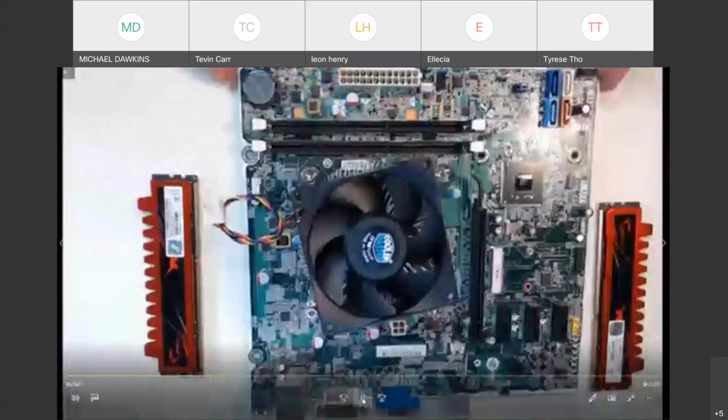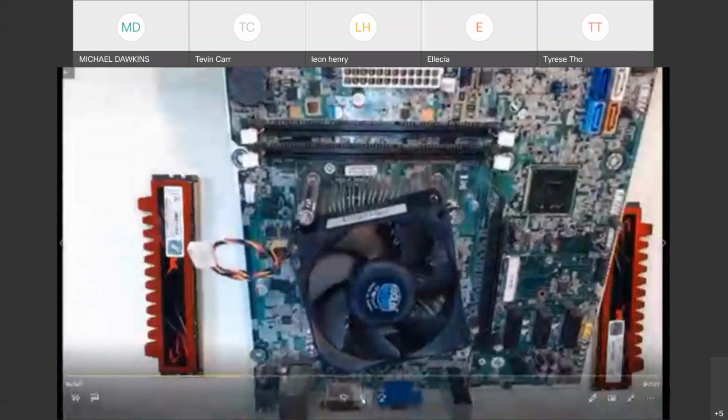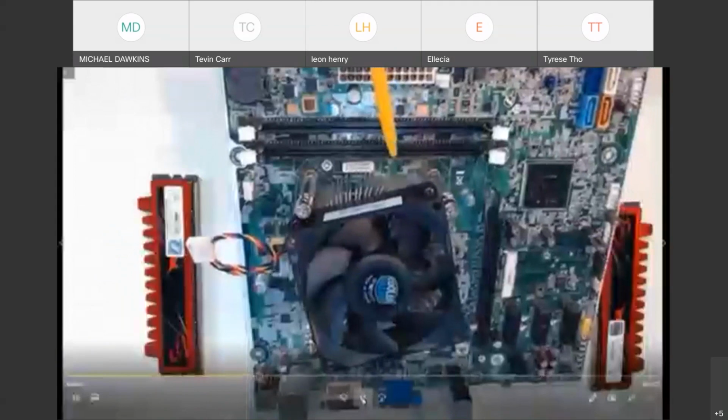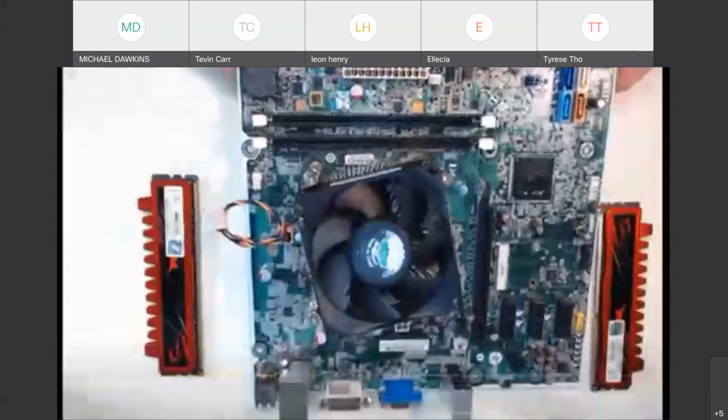Take note of where the notches are on the RAM slots on our motherboard. Right here and right here. These notches will line up with the notches on our RAM. Step 1 is to open the lever.